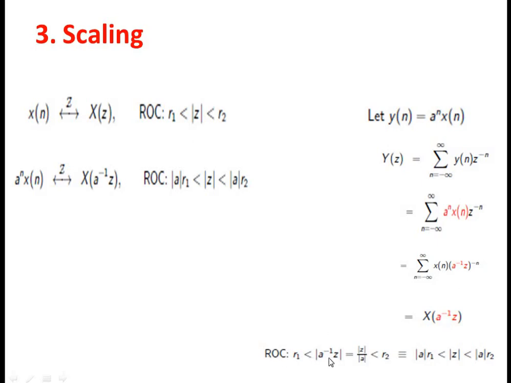And we didn't discuss the ROC, so just concentrate only on the proof for the properties. We'll discuss the ROC later in the forthcoming videos.